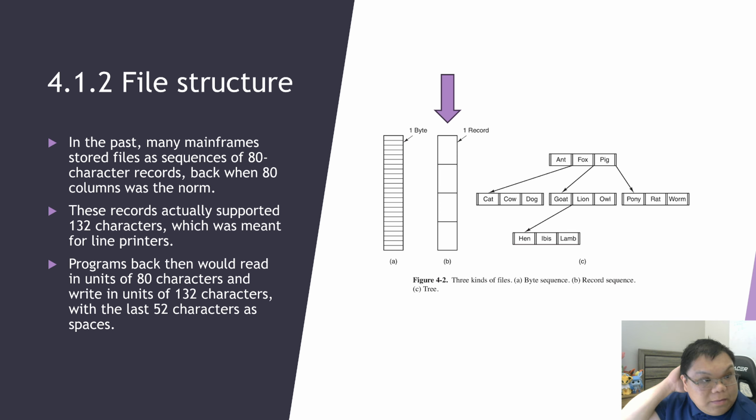So that's what I mean by saving information at the record level. So these are records of 132 characters each that can either be 80 characters or 132 characters, depending on whether it was meant to be printed to the screen or printed on the line printer.